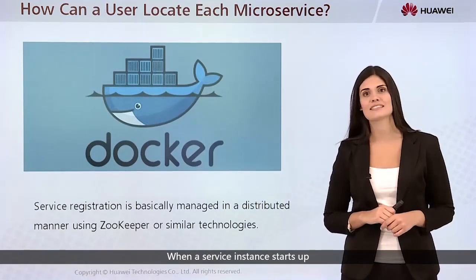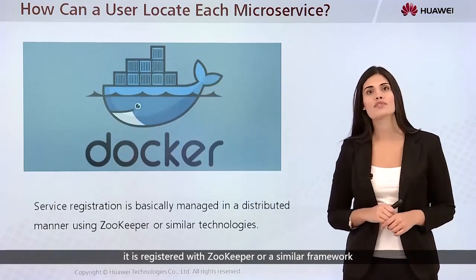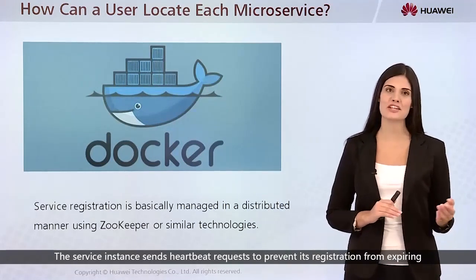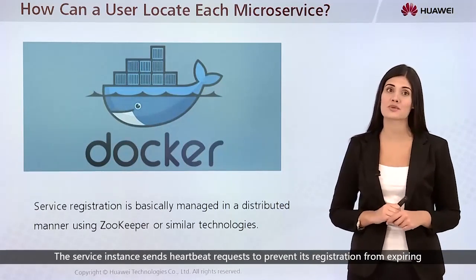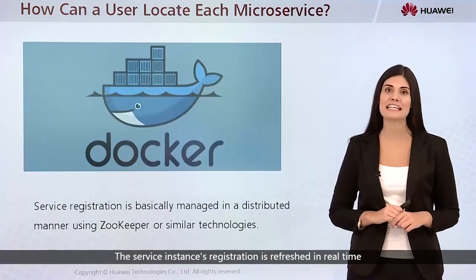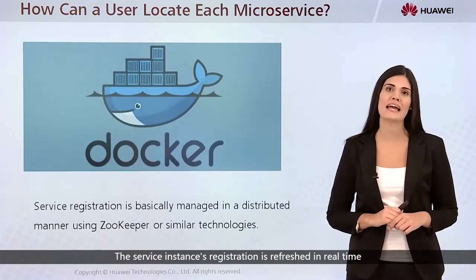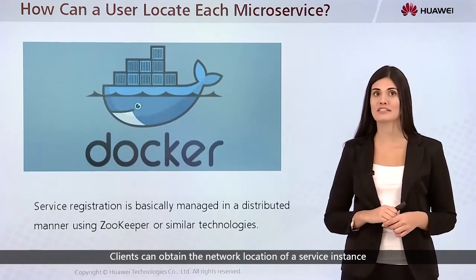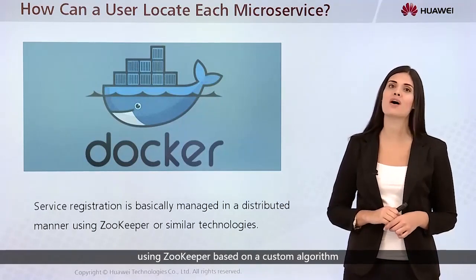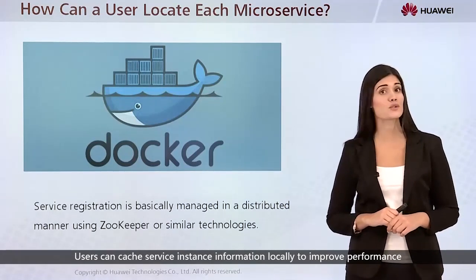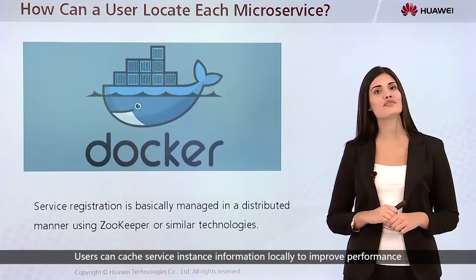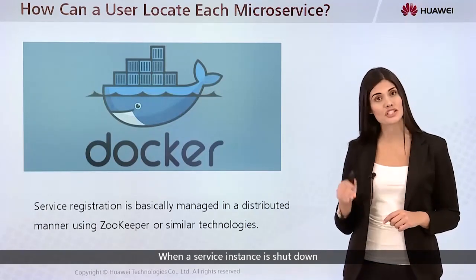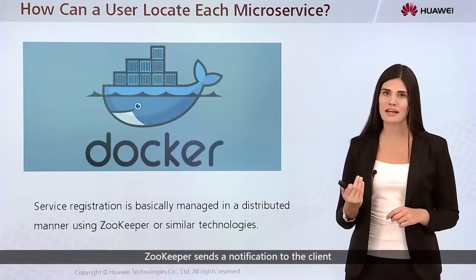When a service instance starts up, it's registered with Zookeeper or a similar framework. The service instance sends heartbeat requests to prevent its registration from expiring. The service instance registration is refreshed in real time. Clients can obtain the network location of a service instance using Zookeeper based on a custom algorithm. Clients can cache service instance information to improve performance. When a service instance is shut down, Zookeeper sends a notification to the client.